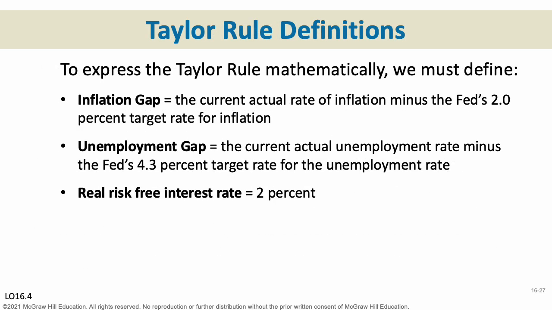So the definitions of the Taylor Rule are the following. To express it mathematically, we must first define the inflation gap. That's the current rate of inflation minus the Fed's 2% target. We have quite a large inflation gap right now. And the unemployment gap, the actual unemployment rate minus the Fed's 4.3% target there, and the real risk-free interest rate, we're targeting around 2%, corresponding with that inflation rate.